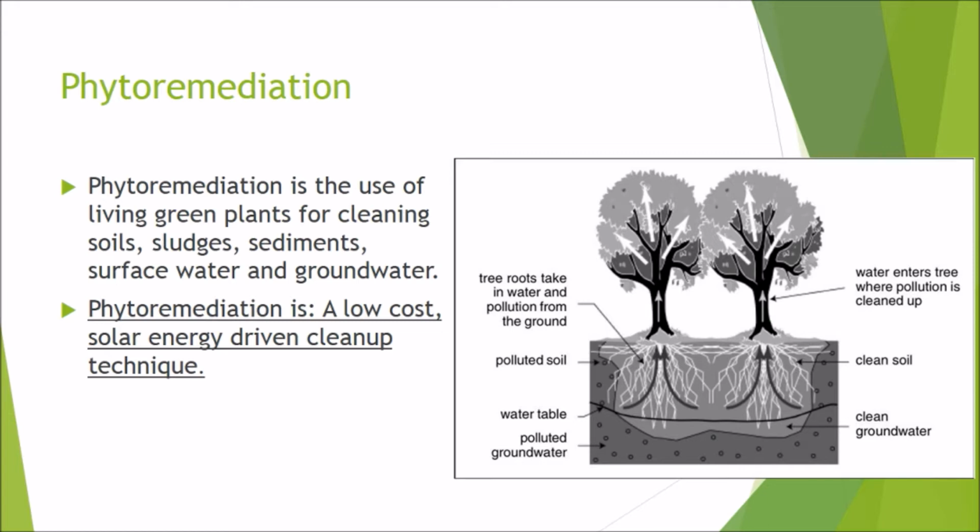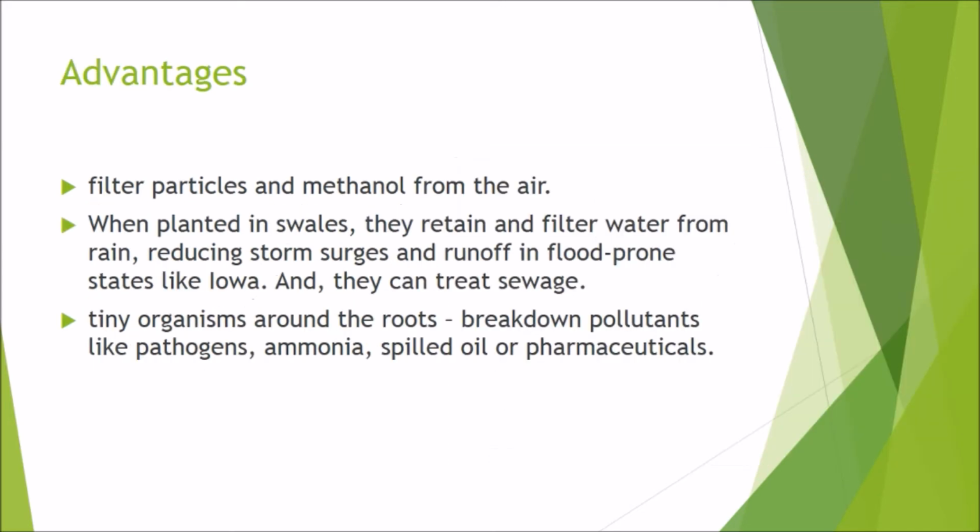The most direct meaning is a low-cost solar energy technique for companies to use. To be specific, poplar trees can filter particles and methane from the air. When planted in swales, they retain and filter water from the rain, reducing storm surges and runoff in flood-prone states like Iowa. And they can treat sewage.